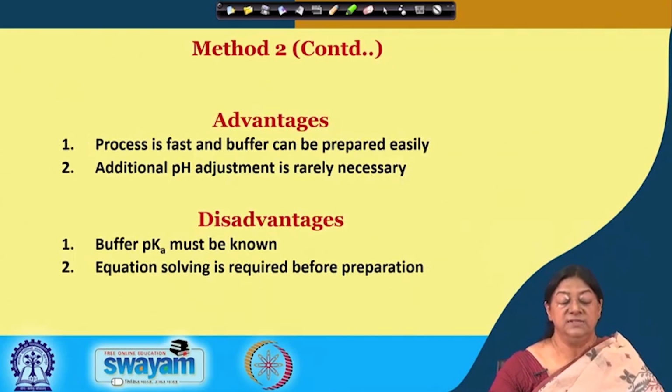The advantage of this is that the process is fast and the buffer can be prepared quite easily and accurately, and additional pH adjustment is rarely necessary because we have already calculated the ratio of the base to the acid that is actually required to get the specific pH required. But in this case, the pKa of the buffer has to be known, and equation solving is required before the preparation.